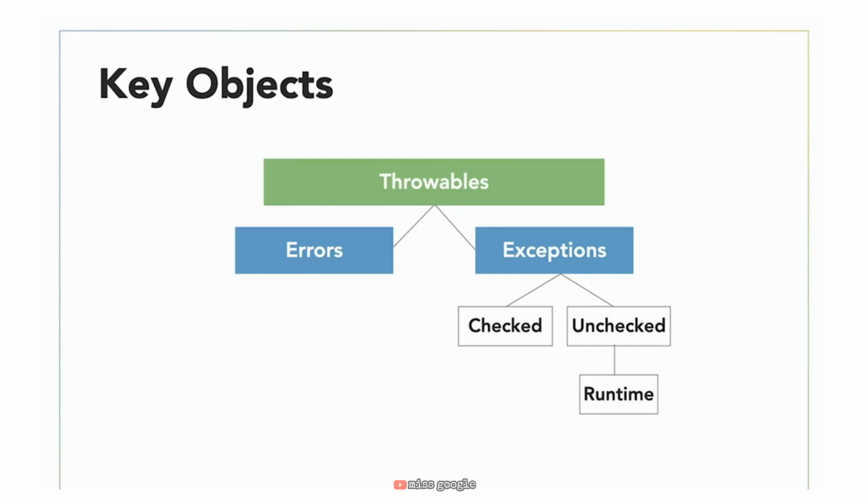Lastly, both errors and exceptions are subclasses of the throwable class. The throwable class is a superclass of all errors and exceptions in Java. These objects can be thrown using the throw statement, and they can be caught using the catch clause.